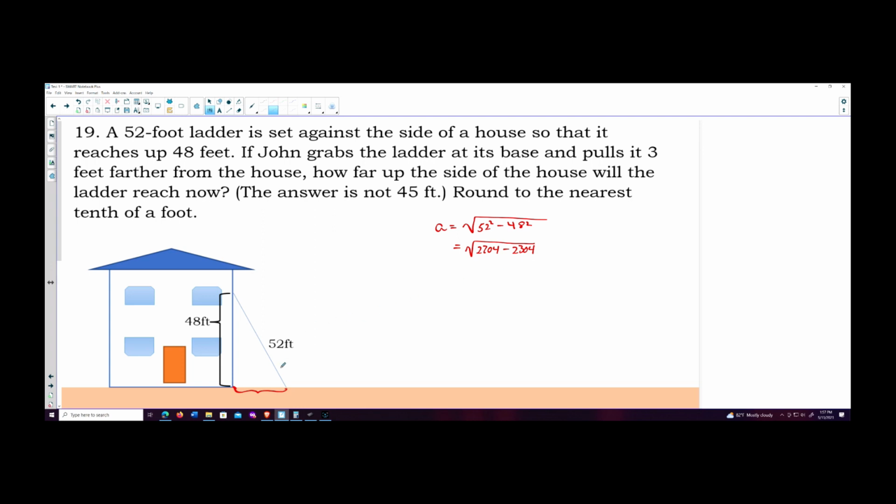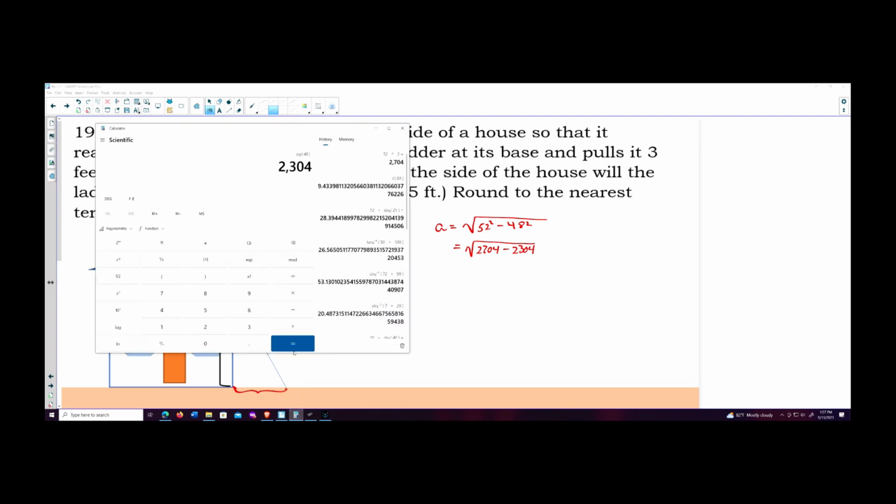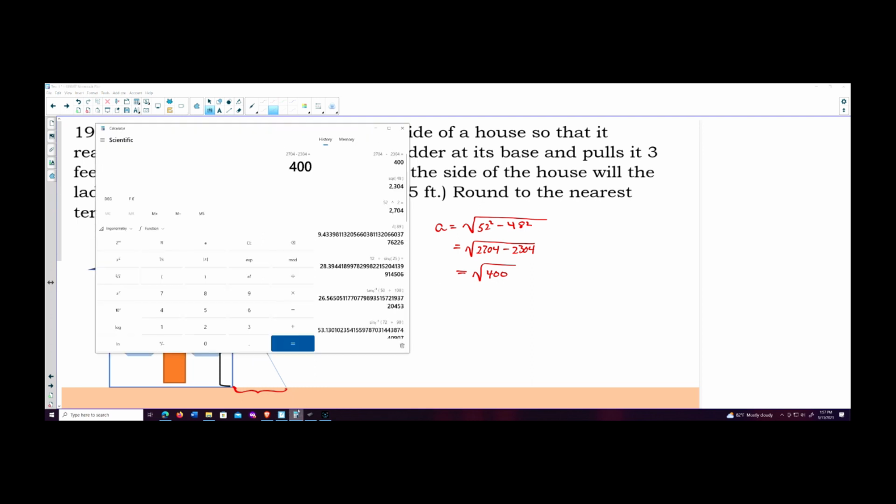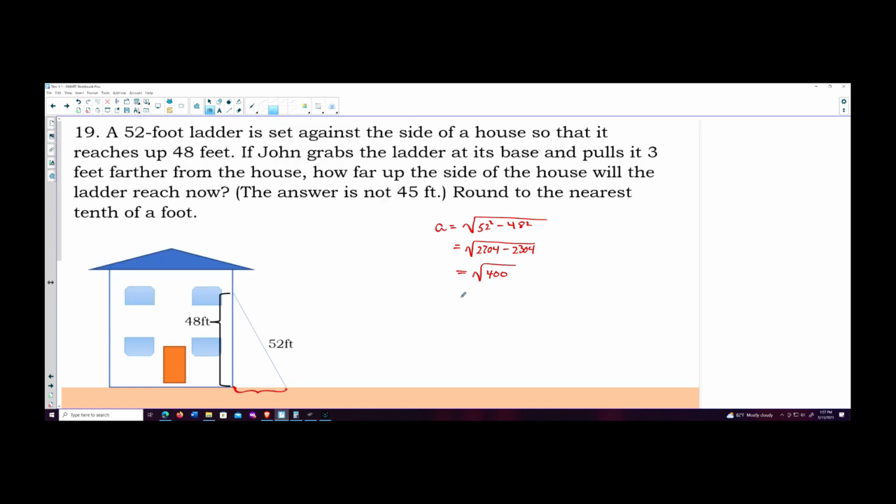So the square root of the difference of those two. I'm going to put it in the calculator. 2,704 minus 2,304 gives me 400. So it's equal to the square root of 400. What is the square root of 400? That'll be 20. So that's an even 20. So now I know that's 20 feet.